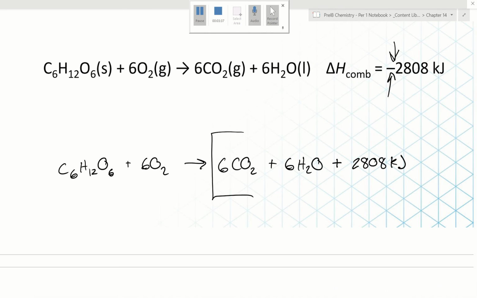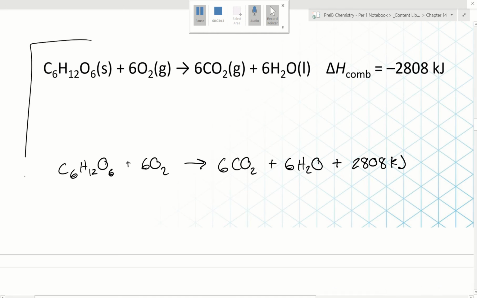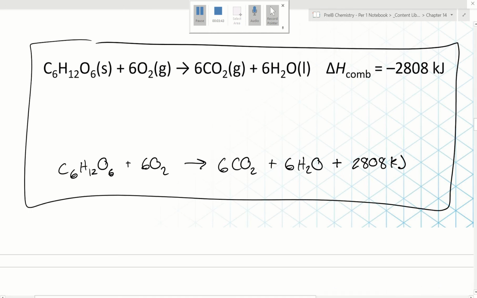So both of these equations, the one at the top of the screen and the one at the bottom of the screen, both of these equations tell us the same information. Had this sign been positive, then we would have put it on the reactant side of the chemical equation.